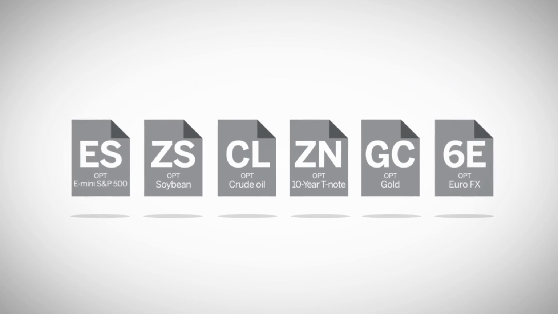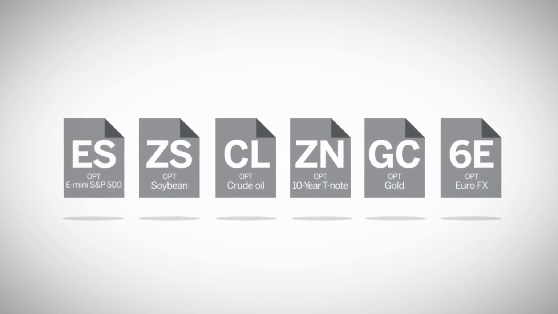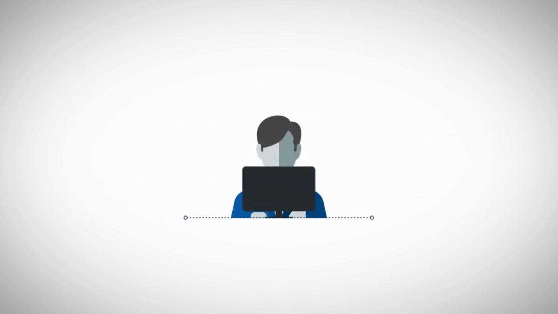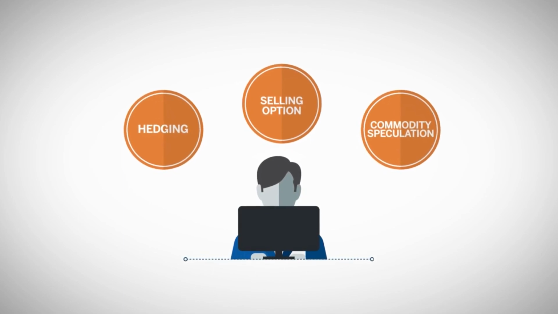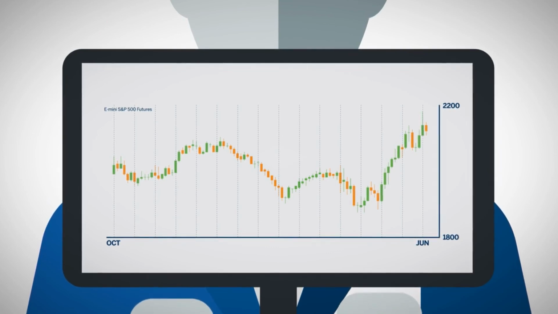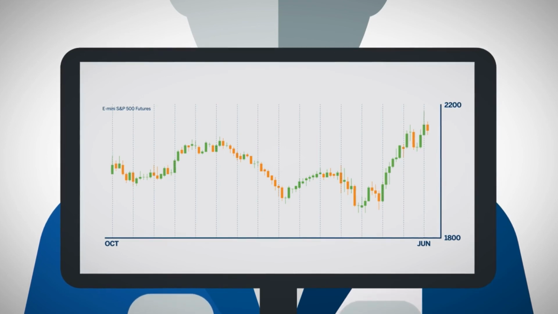Option contracts span a variety of asset classes, from interest rates to equities to foreign exchange and physical commodities. Whether you are hedging a commodity position, writing options as a seller, or speculating on a particular commodity, the historical price action of the underlying futures contract will provide color for the expected volatility, which is part of what drives the value of an option.